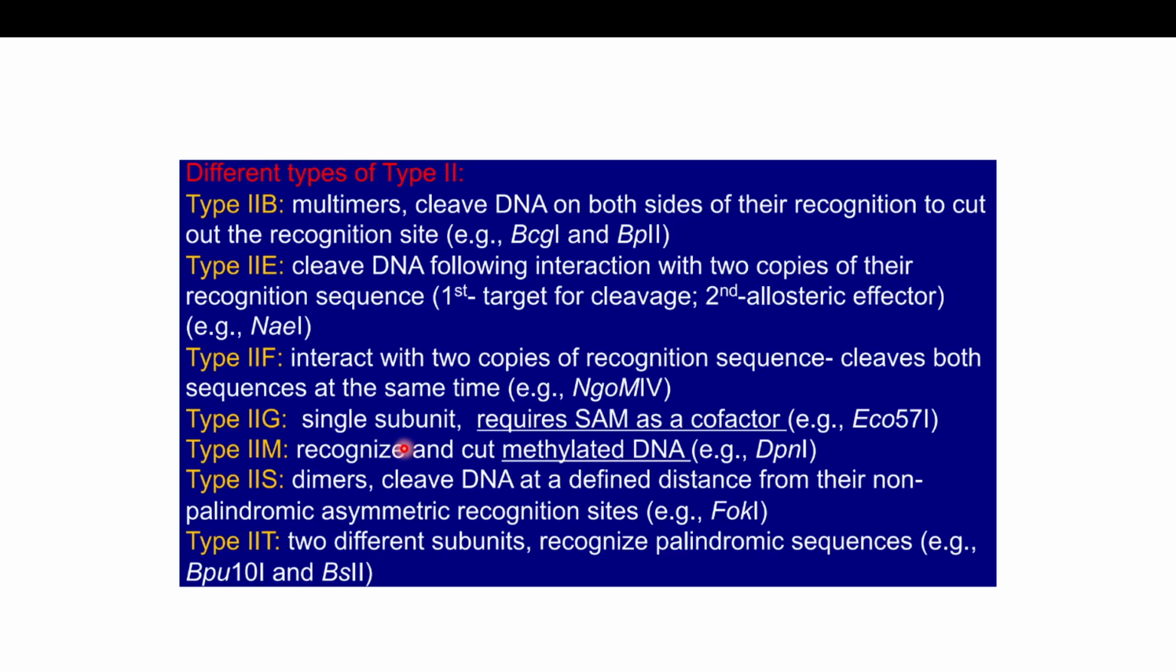And there can be different types of type 2 again, based on what their function is, how many subunits they are made up of, and what type of cofactor they are using, etc. So these are again various types of type 2 restriction enzymes.